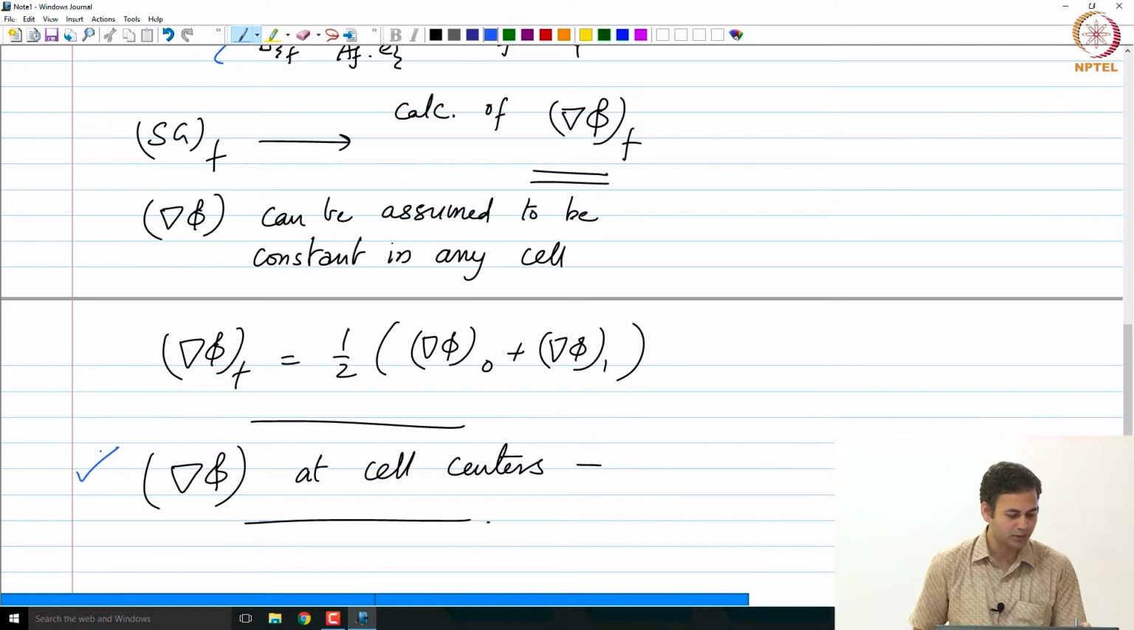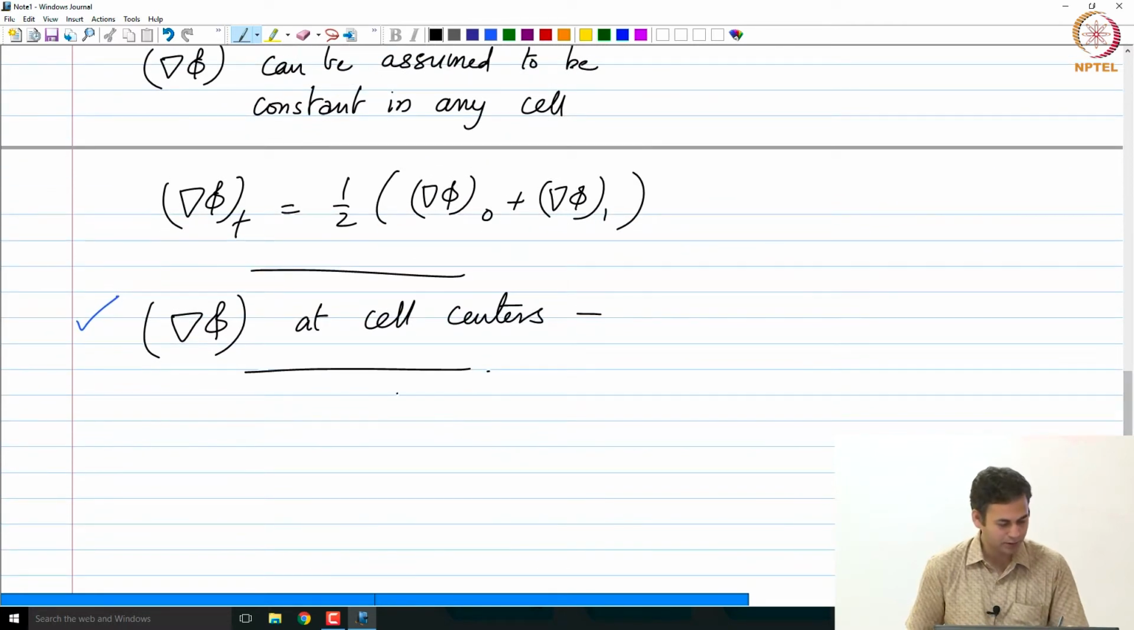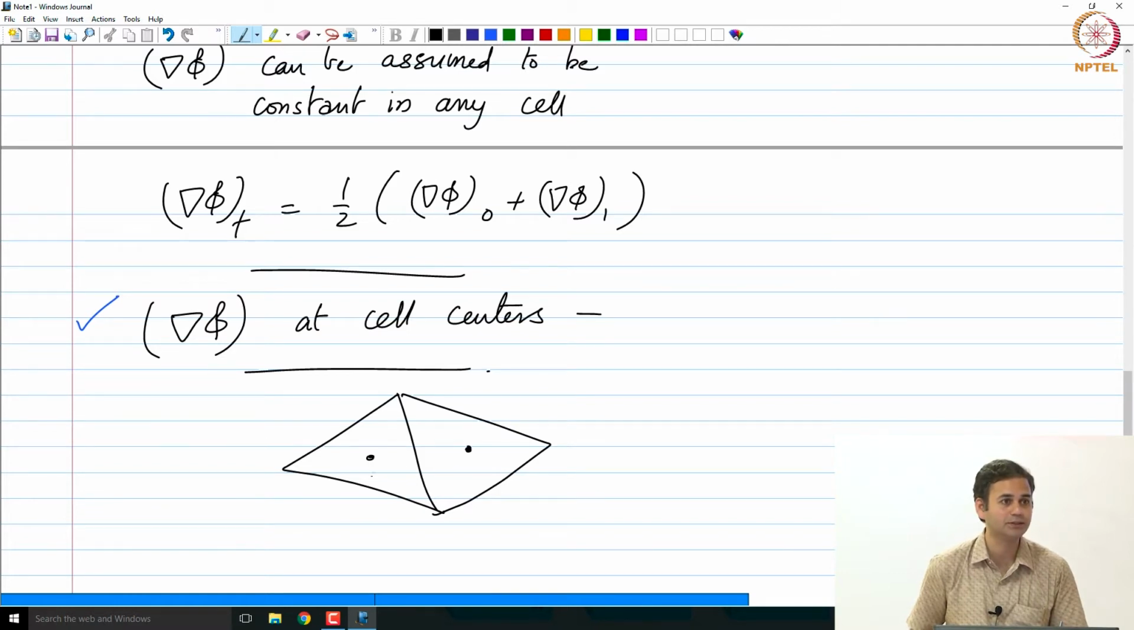Why arithmetic mean? Essentially you have two cells, and the gradient is assumed to be constant over these entire cells. So then the face value could be taken as the arithmetic mean of these two. So we are assuming that this grad phi remains constant over the entire cell.